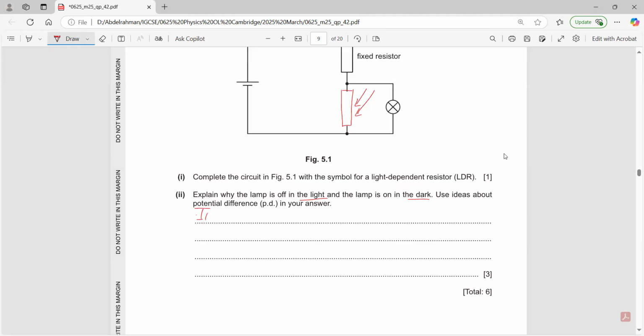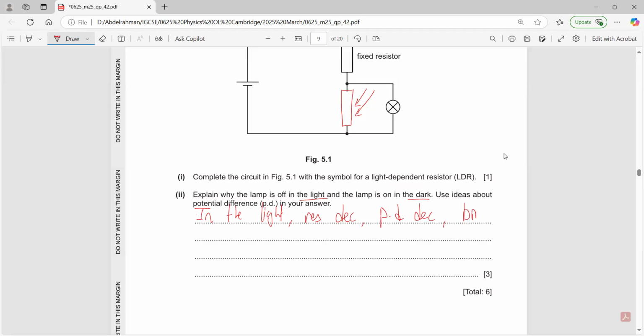In the light, what happens to the resistance? The resistance decreases. And therefore, the potential difference decreases. Therefore, the potential difference or the voltage decreases. When the voltage decreases, then the brightness of the lamp decreases.